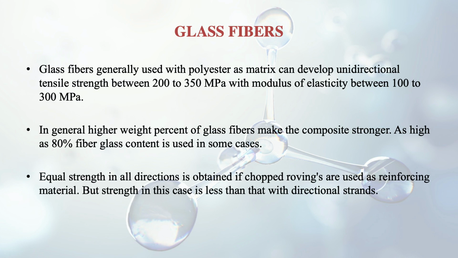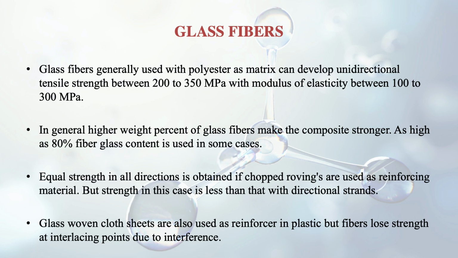Equal strength in all directions is obtained if chopped rovings are used as reinforcing material, but the strength in this case is less than that with the directional strands. So we can use the chopped rovings type and we will get equal strength, but still the strength will be lesser than the one with directional strands.